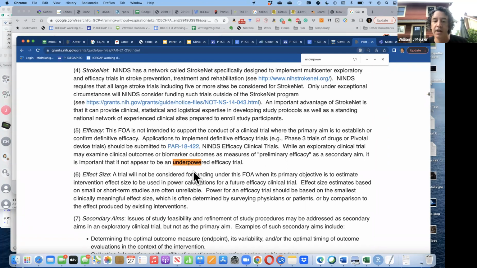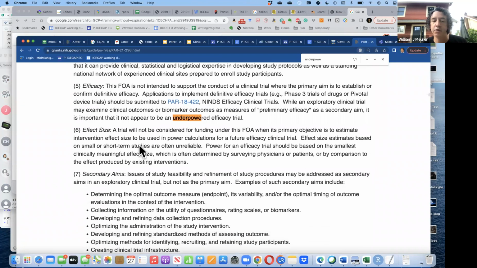efficacy trial. And going on, a trial will not be considered for funding under this FOA when its primary objective is to estimate intervention effect size to be used in power calculations for a future efficacy clinical trial, because effect size estimates based on smaller short-term studies are often unstable or unreliable.